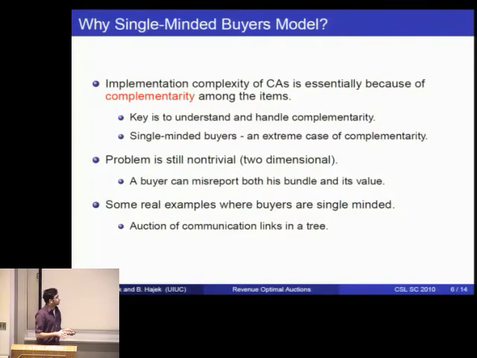This may seem like a simplifying assumption, but the problem is still non-trivial, and that's because it's a two-dimensional problem. A buyer can misreport his bundle as well as the value for it. There's no general known result even for two-dimensional problems. And there are some real examples where buyers' behavior is single-minded. One of them is the auction of communication links in a tree.